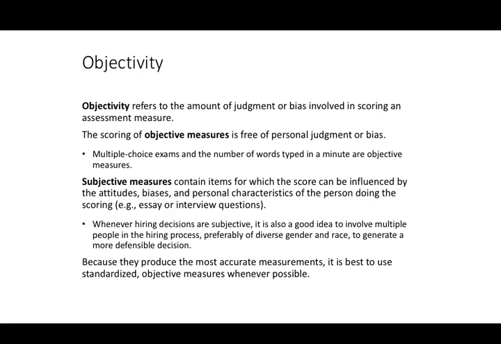So multiple choice exams are a great example of an objective measure. The number of words typed per minute is an objective measure because we have clarity about what is a good score and what is a poor score. On a test, the closer you perform to 100%, the better off you are. It's objective, right? Subjective measures are much more about interpretations. And when we allow subjectivity to enter our process, we are open to vulnerability and interpretations.